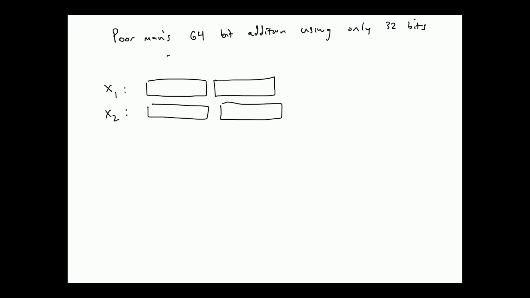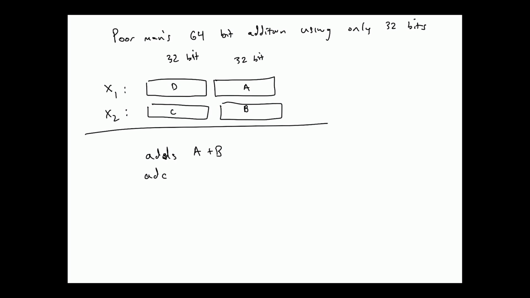Okay, so this would be 32-bit and 32-bit. And so what I would do is let me call this A, B, C, and D, just to give them names. What I would do is I would add S, A plus B. And then I would do add C or add CS for C plus D.